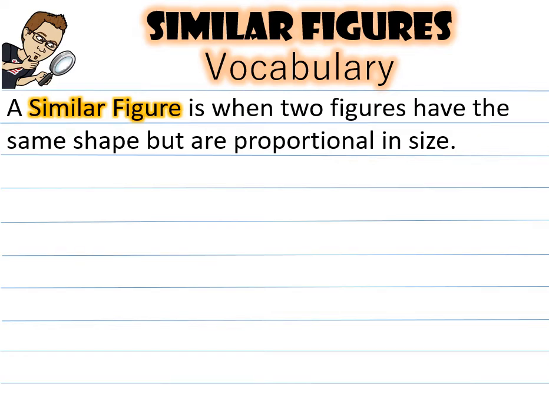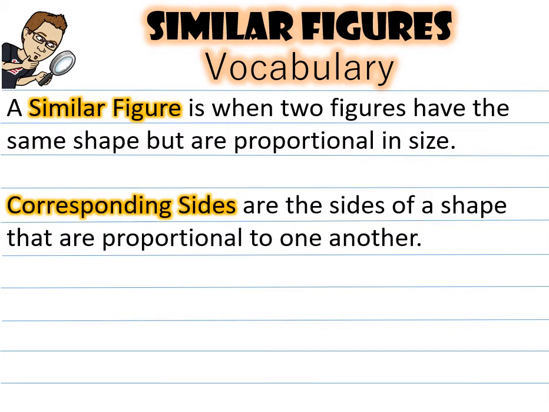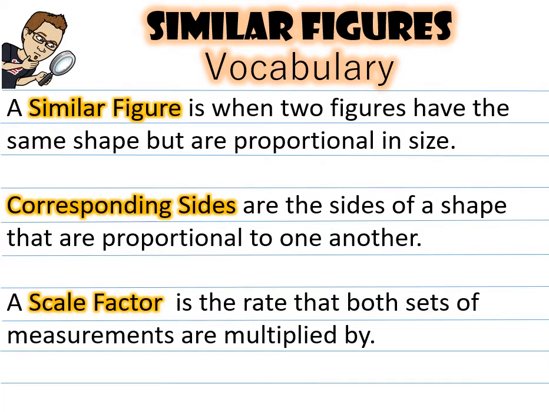Vocabulary. A similar figure is when two figures have the same shape but are proportional in size. Think of Alice in Wonderland and how she would get bigger, she would get smaller, but she was still proportional in size. Corresponding sides are the sides of a shape that are proportional to one another. Much like Alice in Wonderland's arms were corresponding. Her short arm was corresponding to her long arm, and her short leg was corresponding with her long leg. And a scale factor is the rate that both sets of measurements are multiplied by.